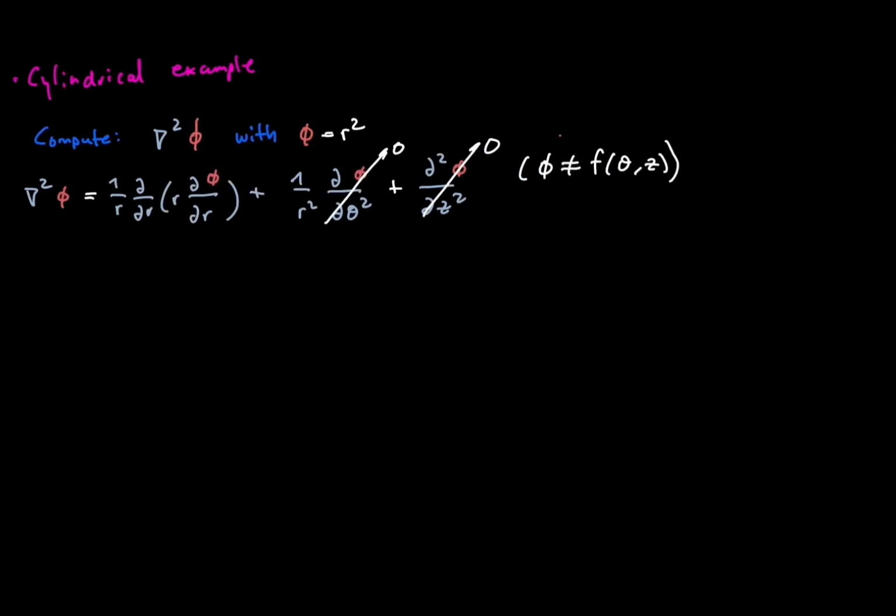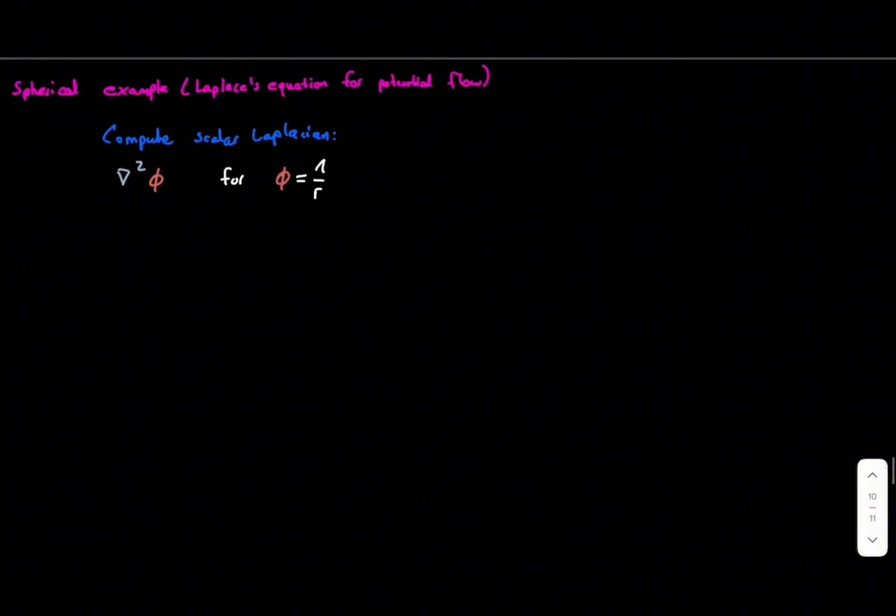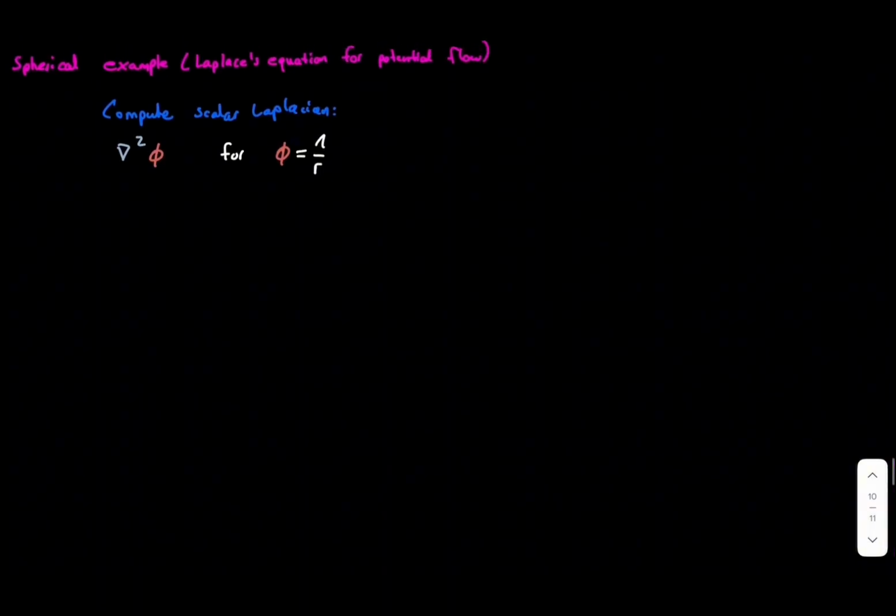In cylindrical coordinates, let phi equal r squared. Differentiate once to get 2r. Multiply by r to get 2r squared. Differentiate again and divide by r. The result is 4.